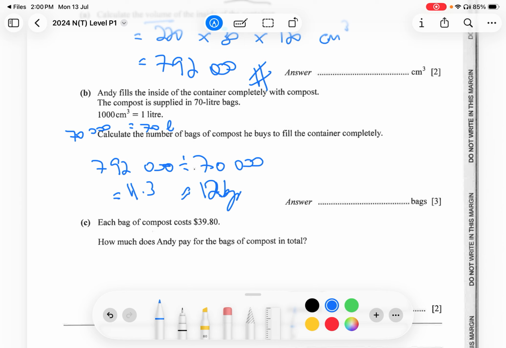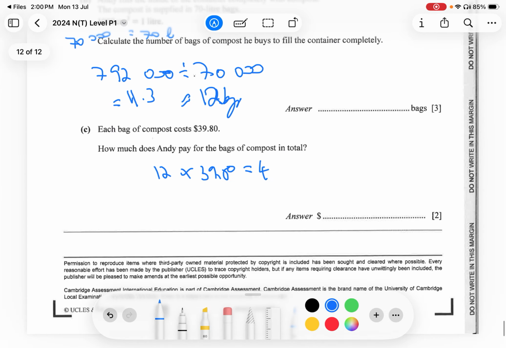Then each bag costs 39.80. How much did he pay in total? 12 times 39.80, 477.6.